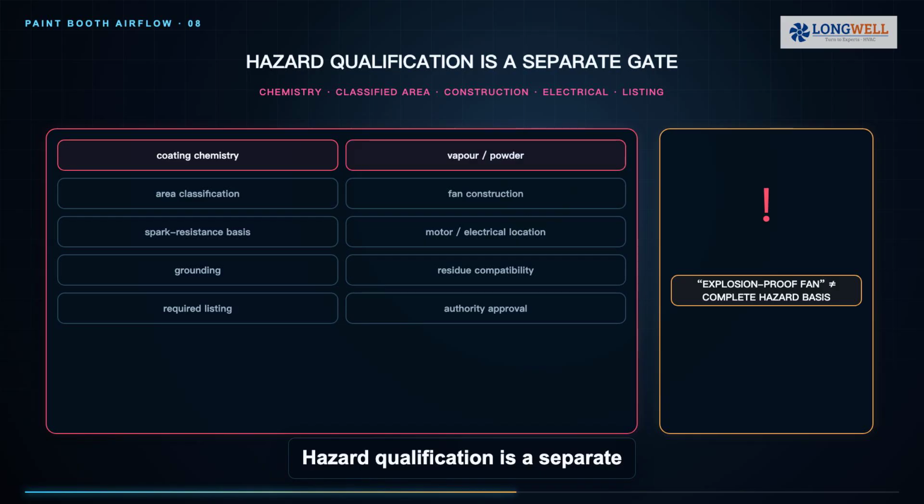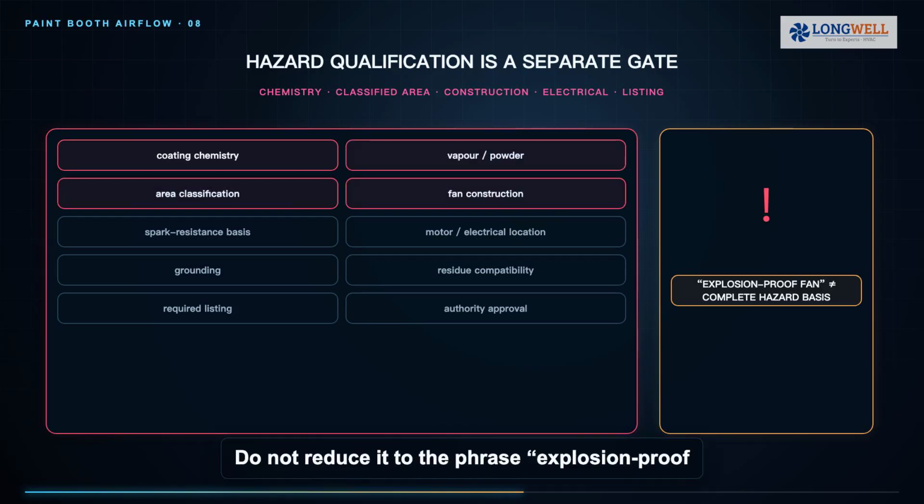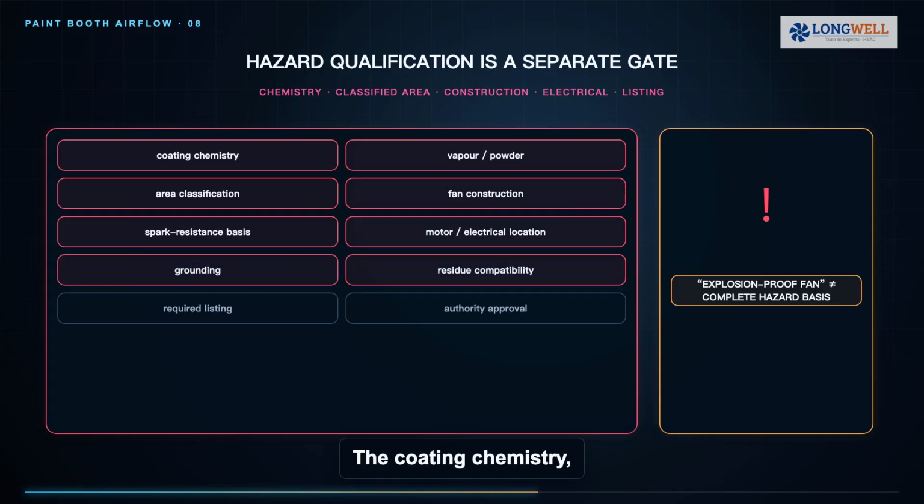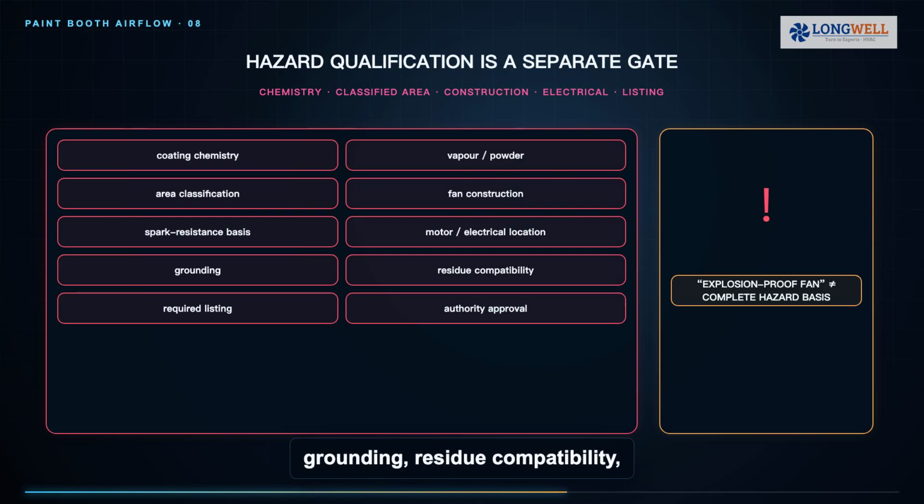Hazard qualification is a separate gate. Do not reduce it to the phrase explosion-proof fan. The coating chemistry, vapor or powder, classified area, fan construction, spark resistance basis, motor and electrical location, grounding, residue compatibility, listing and authority approval must agree. A generic fan image cannot prove that package.